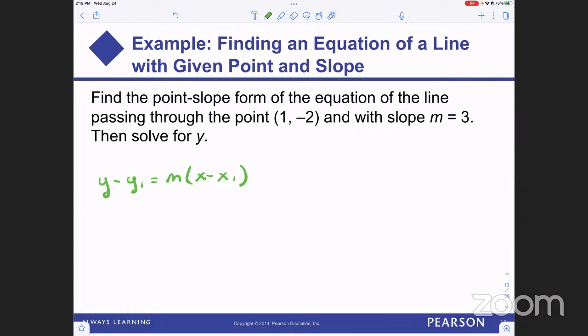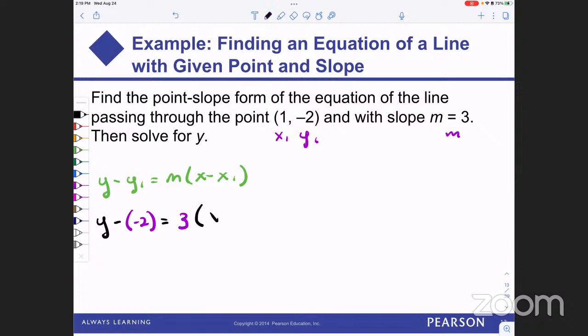Okay, and I'm also a fan of labeling my point. So this is my x1, y1. I don't think we have an x2, y2, and we got our slope here. So let's take those parts and plug them in. So we're going to say y minus, now y1 was what, -2. Our slope was 3. And our x1 was 1. Okay. So those are those different components plugged in. Also, I want you to notice my use of parentheses with that negative. I know that trips students up a lot of times, right? So okay, we did that.